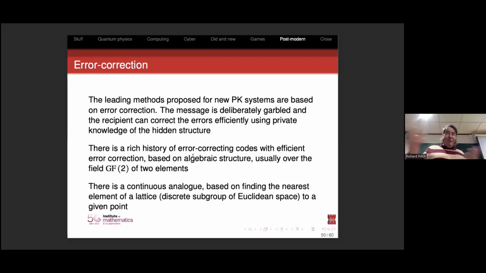So you take your message, and then you garble it, and then you send it to the recipient. The recipient knows how to fix the errors because he has access to the hidden structure, but the eavesdropper doesn't. All he sees is a garbled message, and it's hard for him to reconstruct it. And the other class of problems are the continuous analogs. In other words, instead of being finite structures over a finite field, they are lattices in some Euclidean space of very large dimension. So the problem there is I have a lattice, I have lots of discrete points in Euclidean space, I have a real vector, and I want to find the nearest lattice point. And the message is on the nearest lattice point. But I can't find it without knowing this hidden structure.